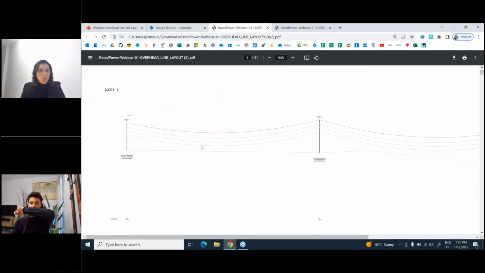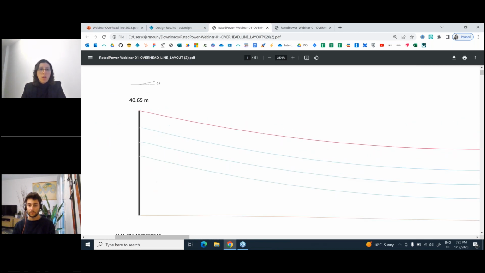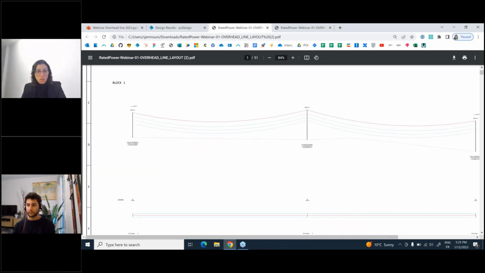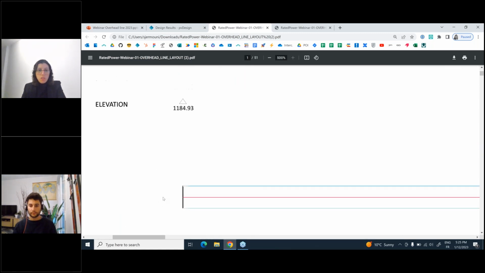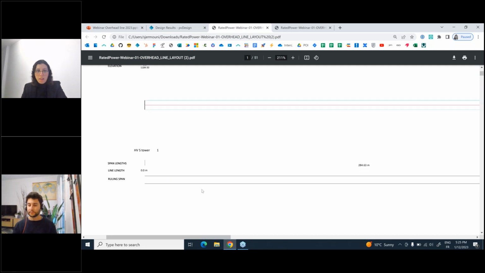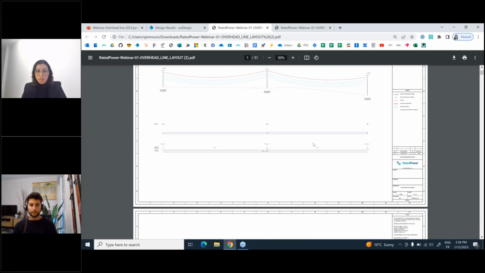If we go to the document in the profile view, you'll be able to find the coordinates of each tower. You'll find the height of the tower and also the deflection angle, in case of an angle tower, whenever there is a deflection, basically. Then in the plan view, you'll be able to see, of course, the insulators, the conductors and everything, and also the elevation of each tower, and also the line length, the span length, and the ruling span of each block, and the total length of each section or each part of the line that is included in one page. And that goes, of course, for the whole line.